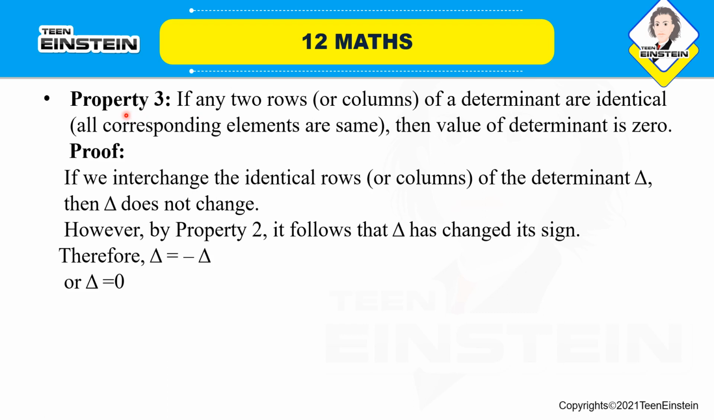Let us see the proof of this property. The proof is very simple. If we interchange the identical rows or columns of the determinant, then delta does not change. What does it mean?